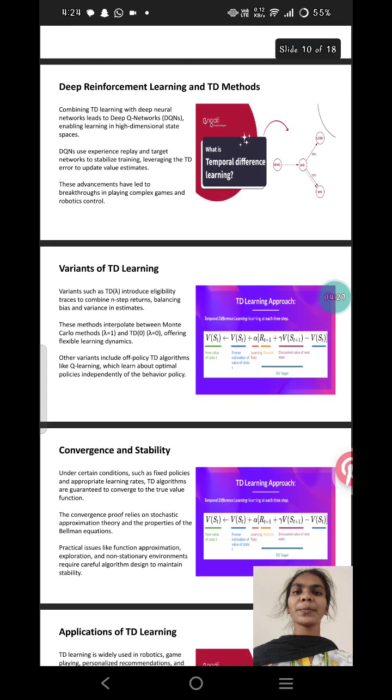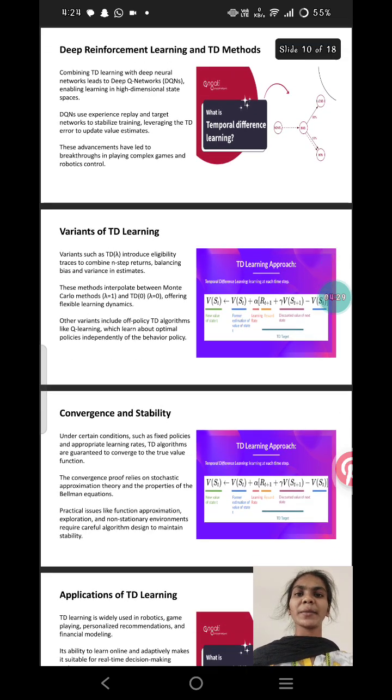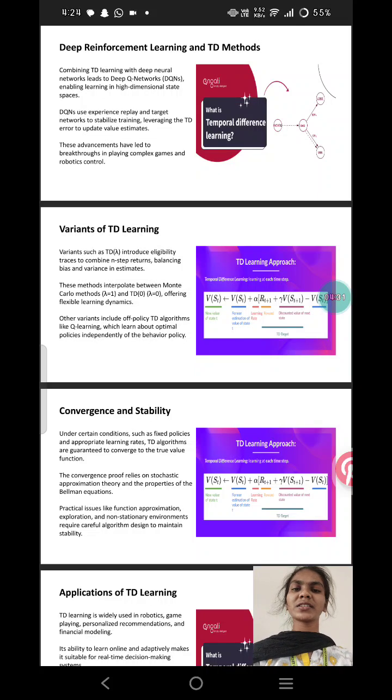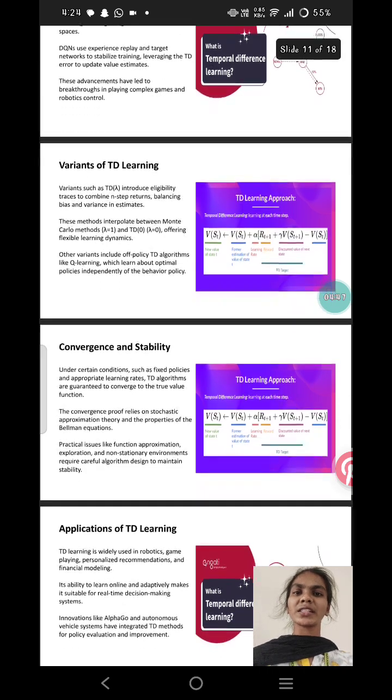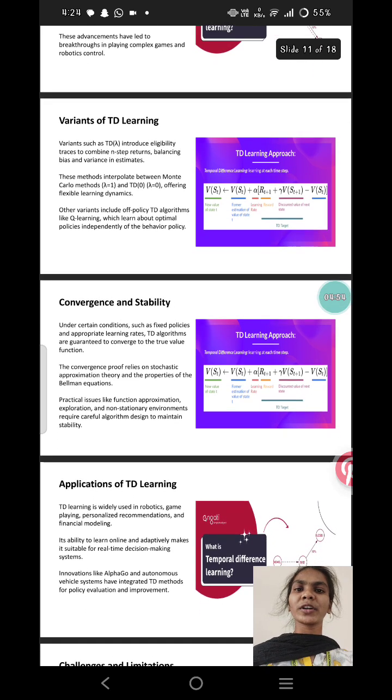Deep reinforcement learning in TD methods. Combining TD methods with deep neural networks leads to deep Q networks. DQNs enable learning in high-dimensional state spaces. DQNs use experience replay and target networks to stabilize training, leveraging the TD errors in updating value estimates. These advances have led to breakthroughs in playing complex games and robot control.